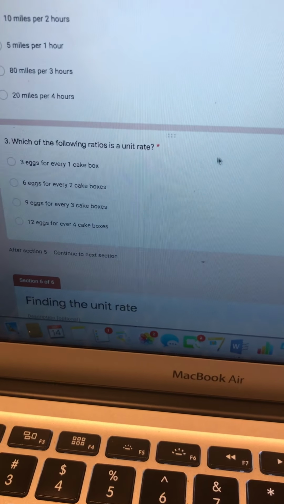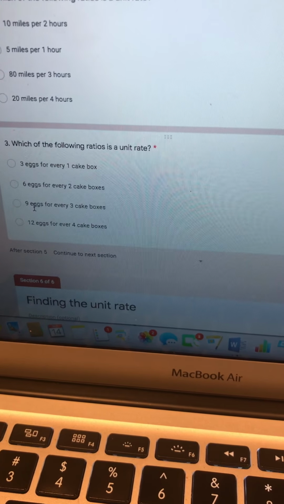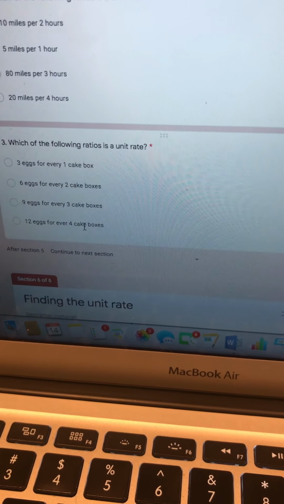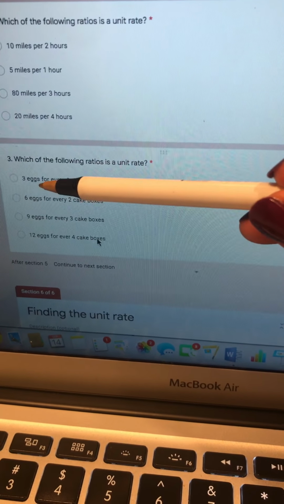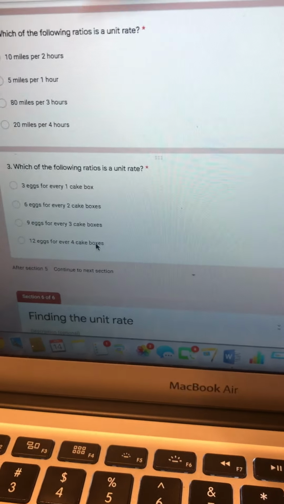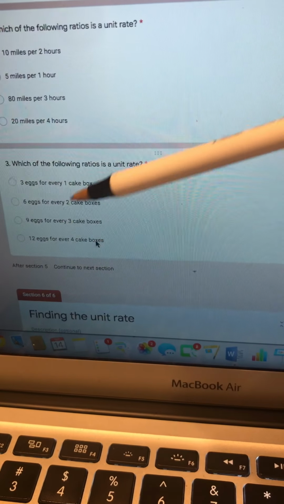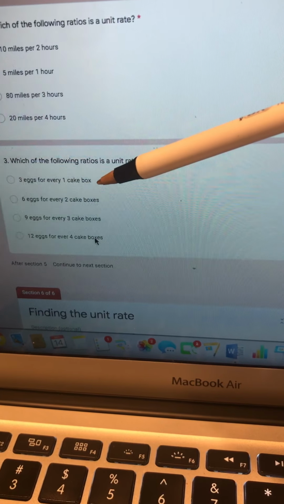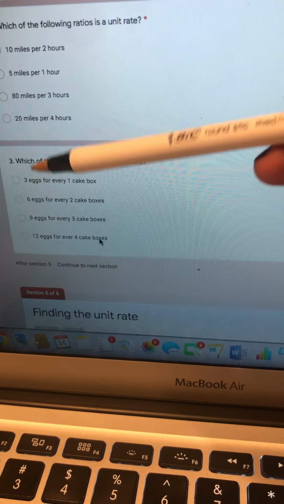Okay. So, in example number 3, which of the following ratios is a unit rate? We have 3 eggs for every 1 cake box, 6 eggs for every 2 cake boxes, 9 eggs for every 3, 12 eggs for every 4 cake boxes. Obviously, my unit rate is going to be here, 3 eggs for every 1 cake box. And the reason why is because we're looking at how much 1 unit is, which is eggs, compared to or per 1 unit of another quantity. So here it's 3 eggs for every 1 cake box. So this would be my unit rate.